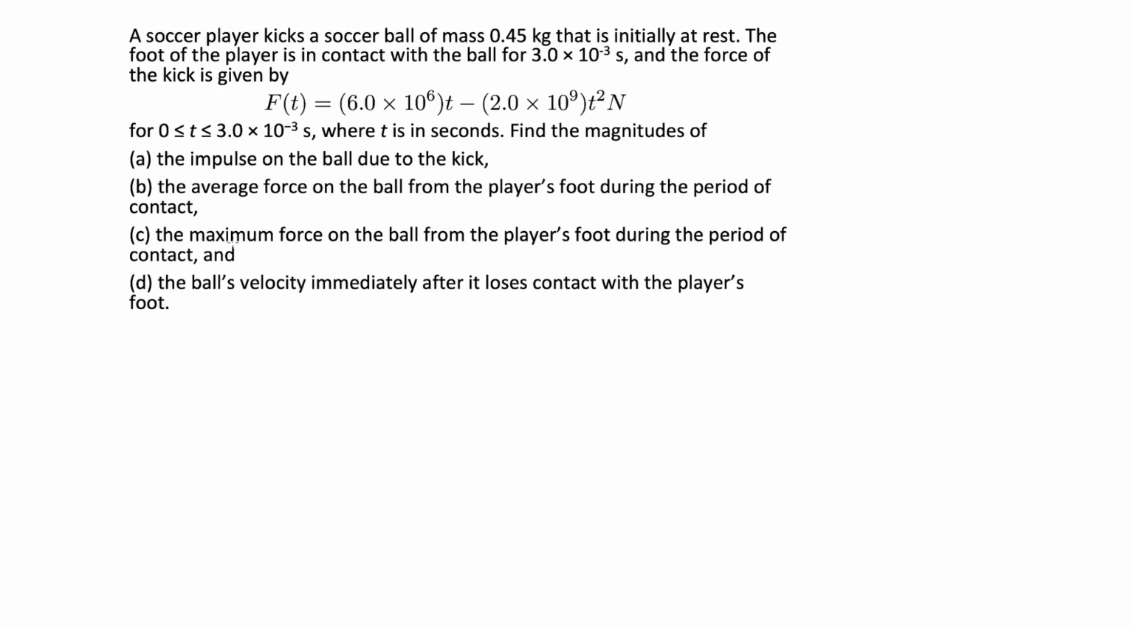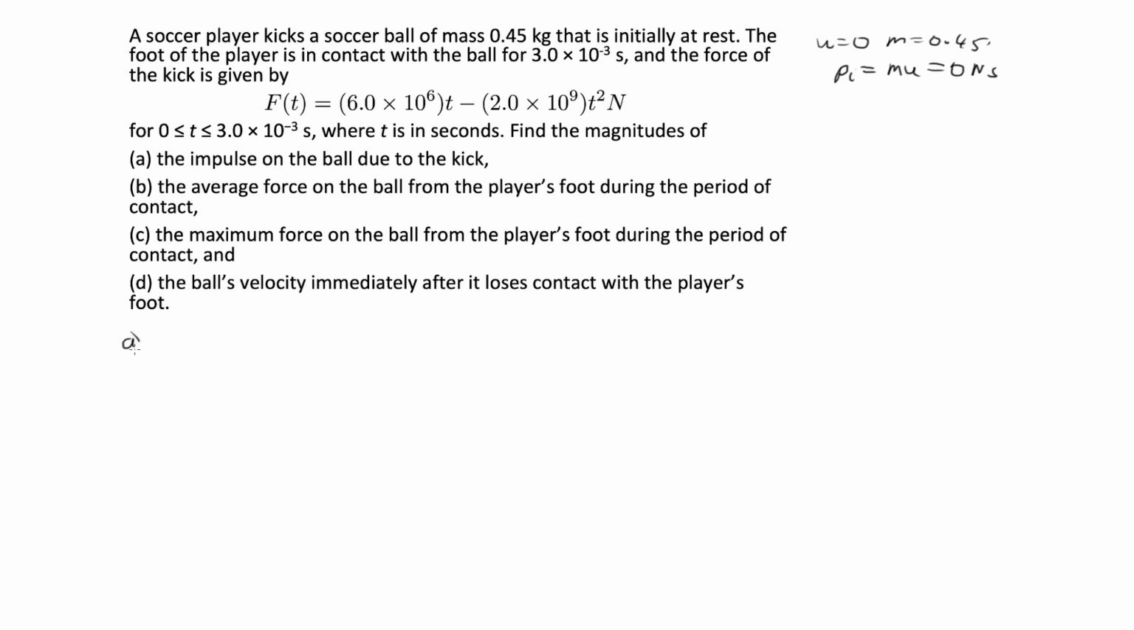So here's a problem. A soccer player kicks a soccer ball with a mass of 0.5 kilograms that is initially at rest. So u is equal to 0, m is equal to 0.45. So from that we can see that the initial momentum, mu, is 0 newton seconds. The foot of the player is in contact with the ball for 3 times 10 to the minus 3 seconds, and the force of the kick is given by this expression here. And we're asked to, A, find the magnitude of the impulse of the ball due to the kick.